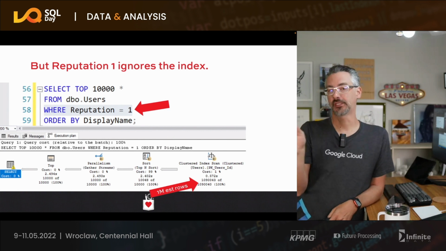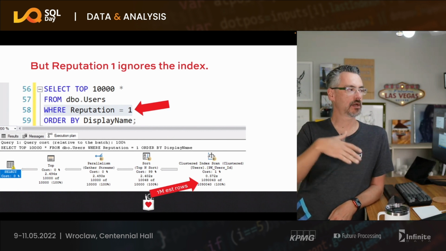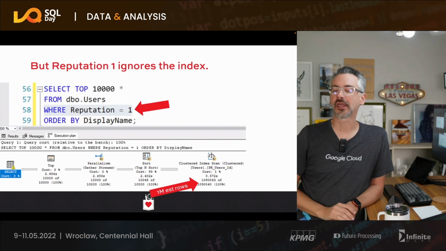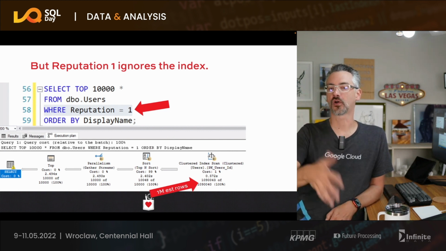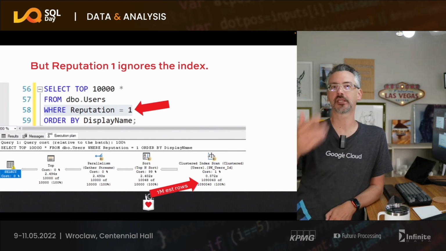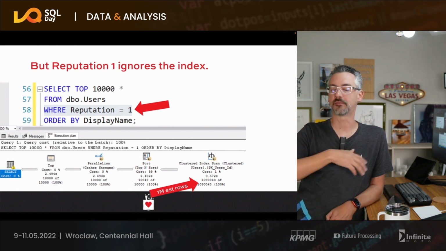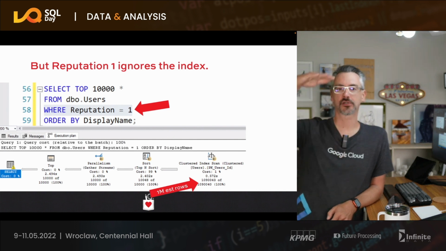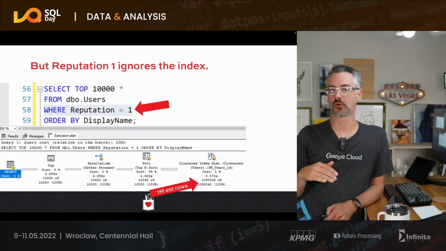On the flip side, if I turn around and run this query for reputation equals 1, SQL Server doesn't use the index because the number of rows that will come back is higher than the tipping point. It's the point where SQL Server decides it's not worth doing that 3-dimensional operation, touching over and over on the key lookup for 1 million rows that come back. That would be millions of logical reads. SQL Server says it's faster to just scan the entire table once.